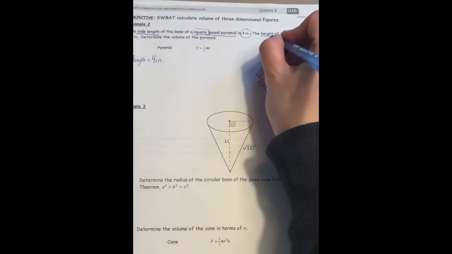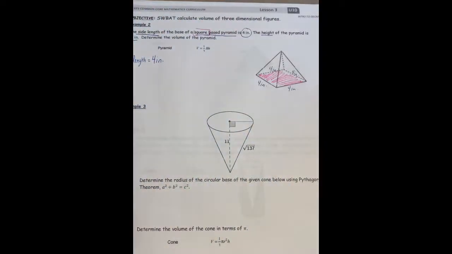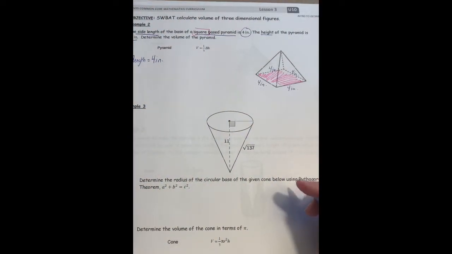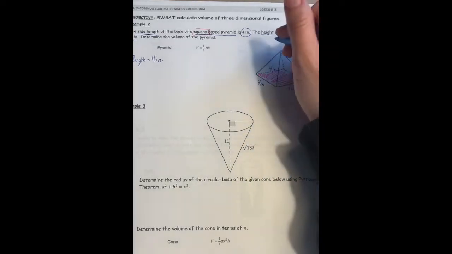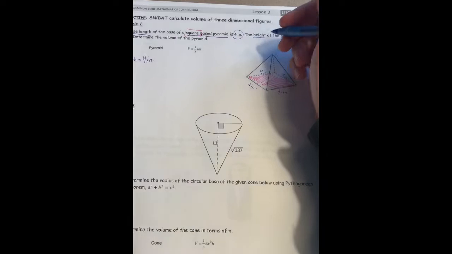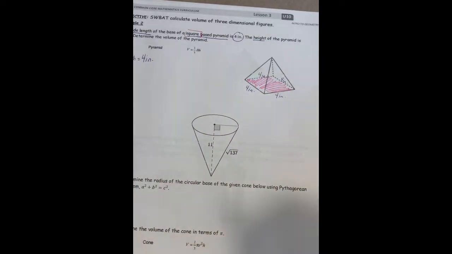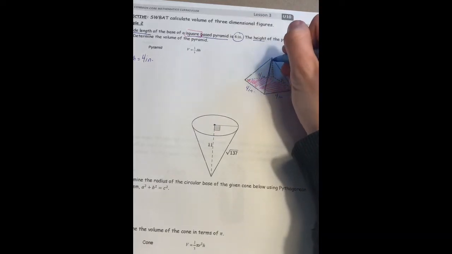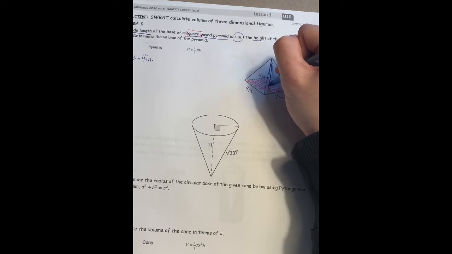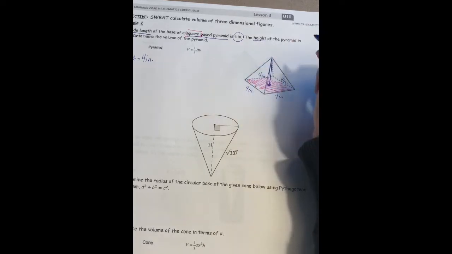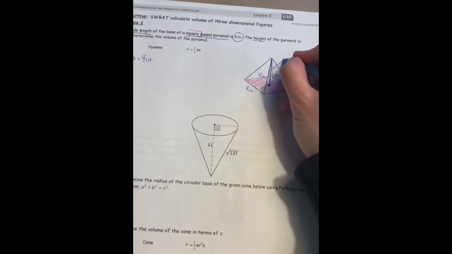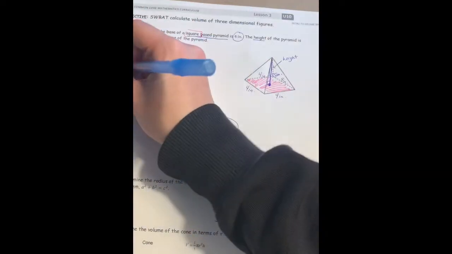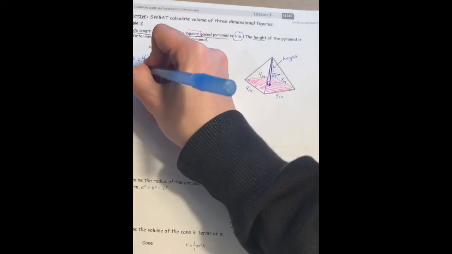Now if I keep reading, it says the height of the pyramid is 15 inches. So I'm talking about the height. It has to make a right angle with the base. It has to be perpendicular to the base. A lot of people make a mistake on this and think this is the height, when really the height has to come directly down the middle to the center and form a right angle with the base. So this is really my height, which is 15 inches. And I can write that over here. H equals 15 inches.